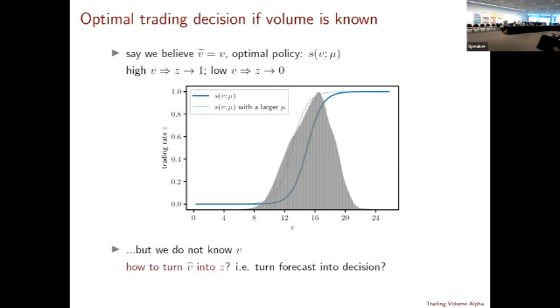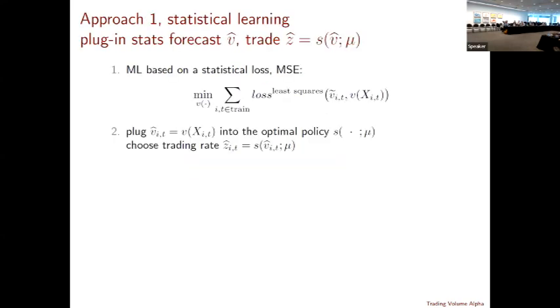Okay. But the problem is we don't know what V is, right? We have to predict V. So we actually want to turn V hat into a portfolio decision Z. I want to know, how do I translate my prediction for volume tomorrow into a trading decision, into Z, for how close I should get to the target trade? Okay. So there are 2 ways to do this.